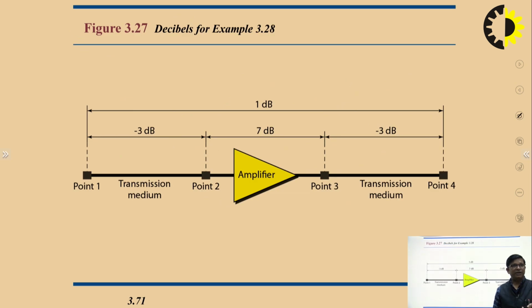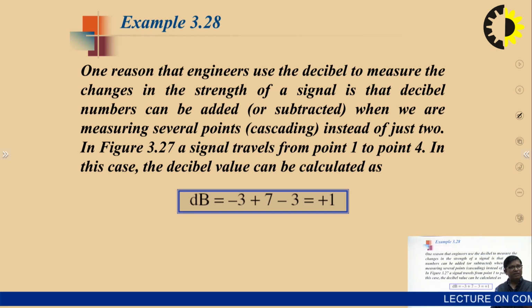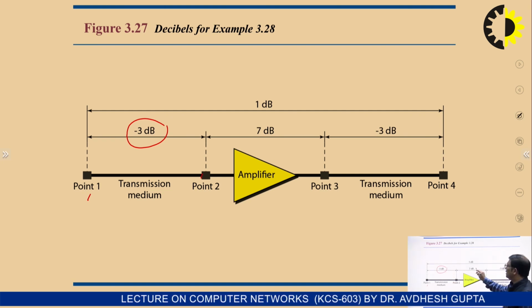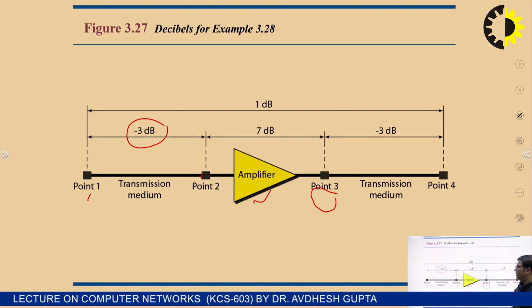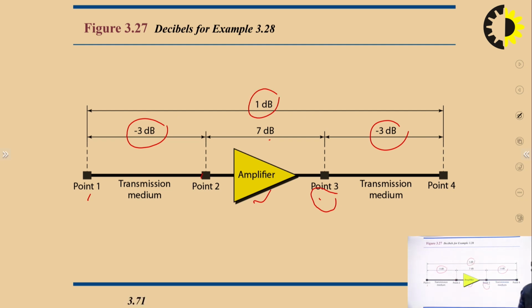In this figure, we can say that the signal travels from point 1 to point 4. In this case, the decibel value can be calculated this way: -3 plus 7 minus 3 is equal to plus 1. At point 1, 3 decibel is decreased. At point 2, it is increased by 7 decibel because we are using an amplifier. At point 3, it is again reduced by 3 decibel. So 7 minus 6, 1 decibel. We can calculate it very easily, while if we are saying that power is increased 10 times or reduced to half, it is not easy.